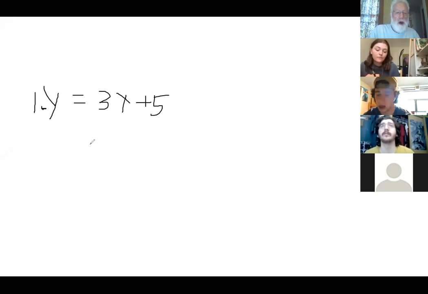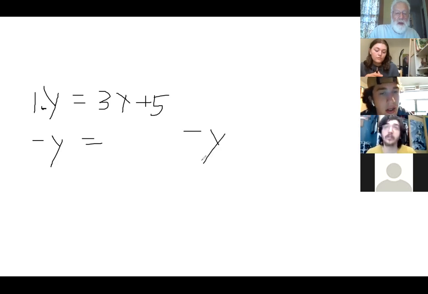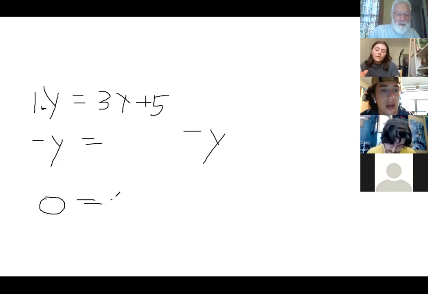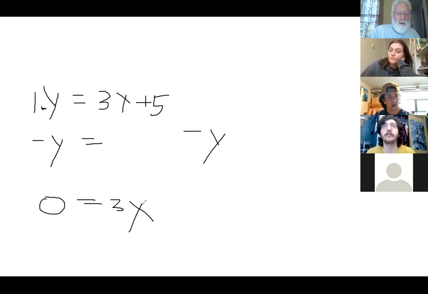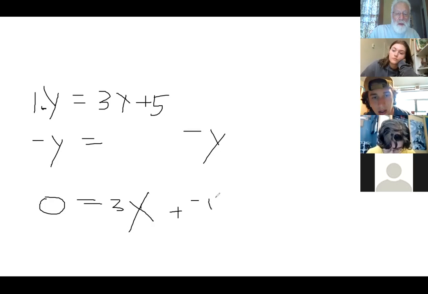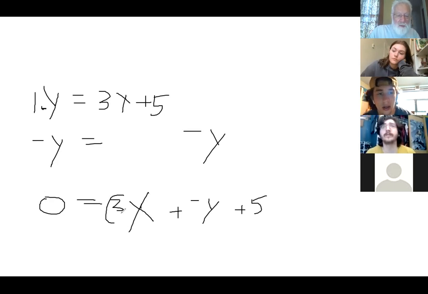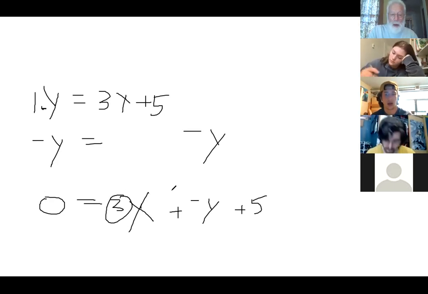And so what I want to do is zero out this side. I'm going to subtract y from each side because you have to set it equal to 0. That's the easiest side to work with. So I get 0 equals 3x plus -1y instead of minus y, plus 5. And then that would be my A.